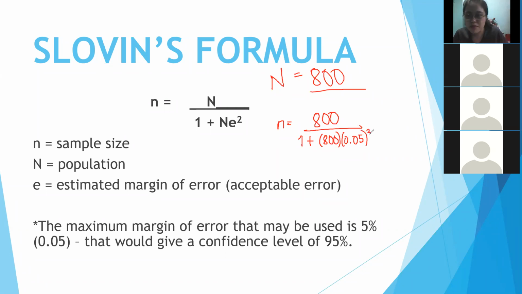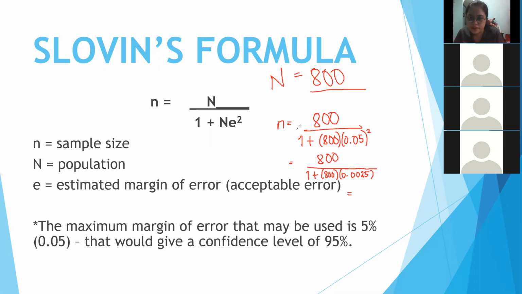squared. Take note, basig makalimot mo sa squared. This is a very basic lang na computation, pero usahay makalimtan ang squared. So, mamali ang answer. So, 800 divided by, unahon na nato ang squared. 0.05 squared is 0.0025. 1 plus 800 times 0.0025. Okay. And then, let's continue.